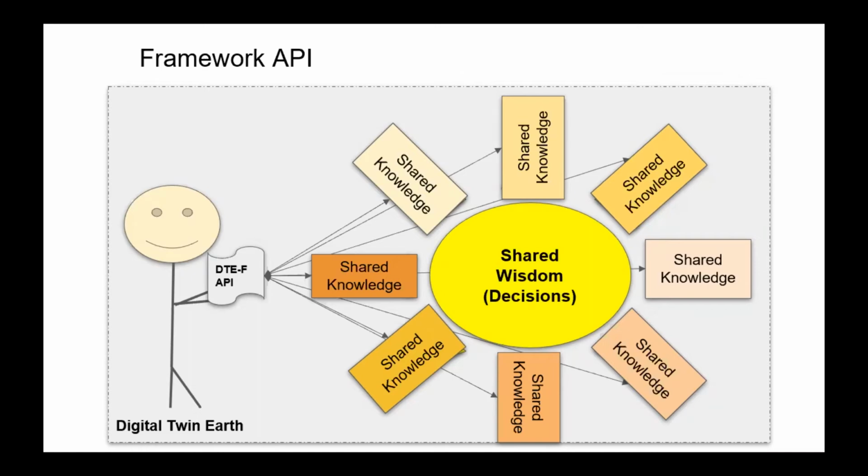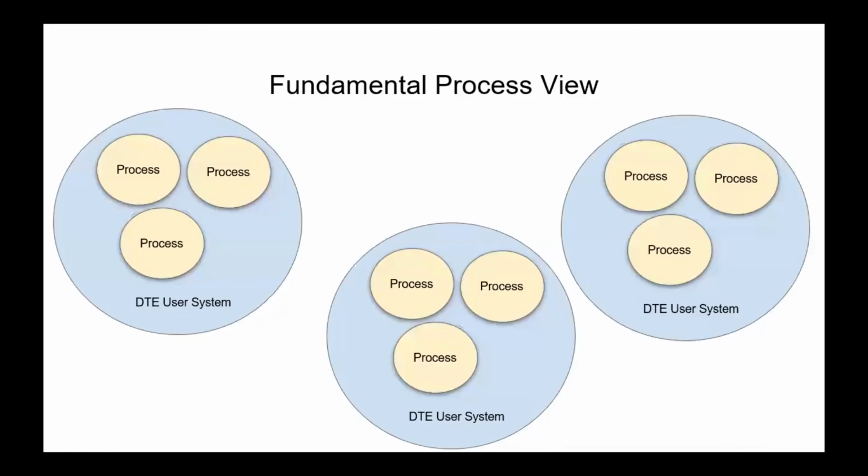And ultimately share decisions, which can also be shared within the framework. So the first thing we want to do is look at syntactic interoperability and break our system down, or break our user systems down in terms of processes. So this is fundamentally a process framework, right? A user system can be broken down into process.